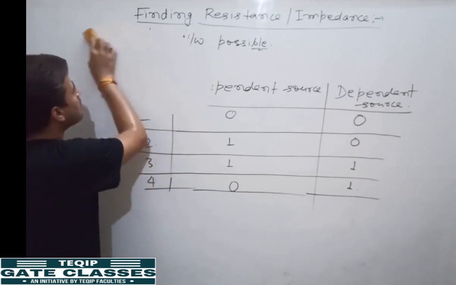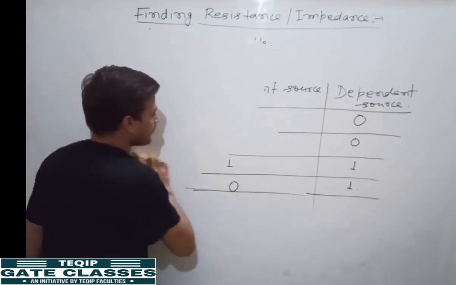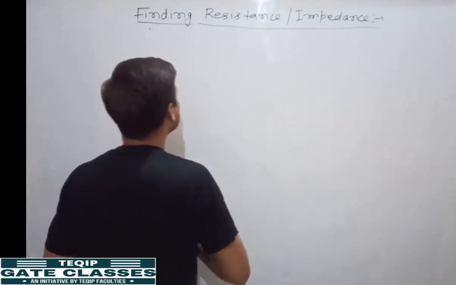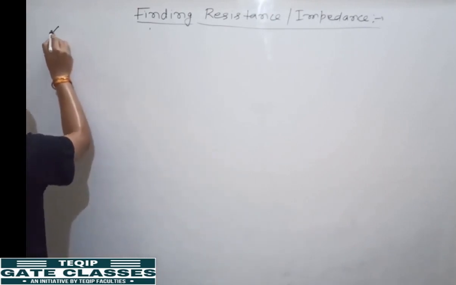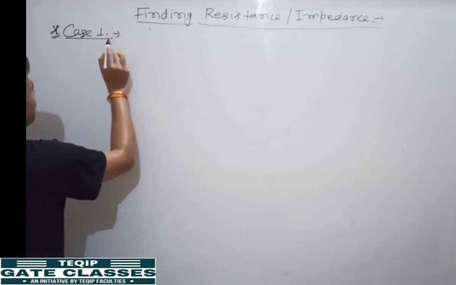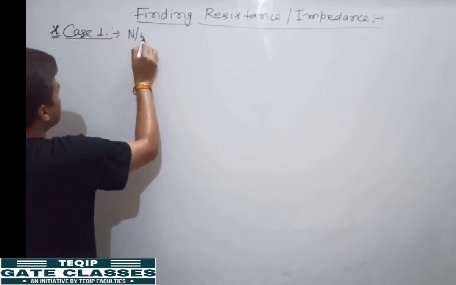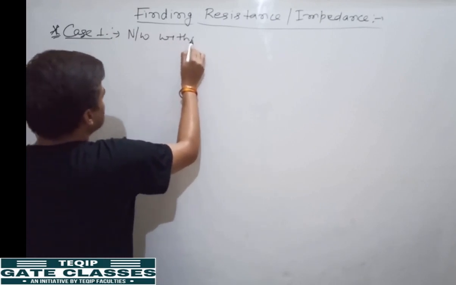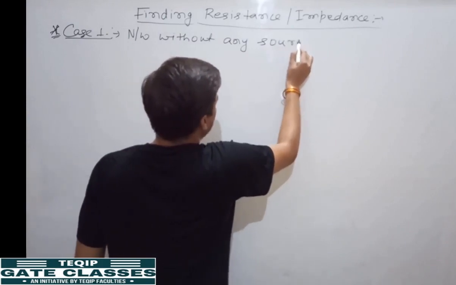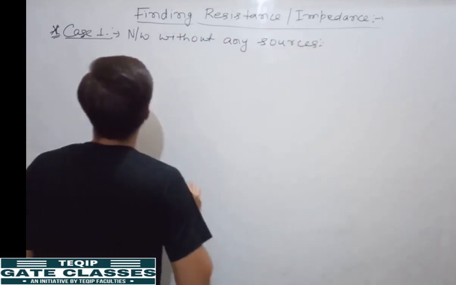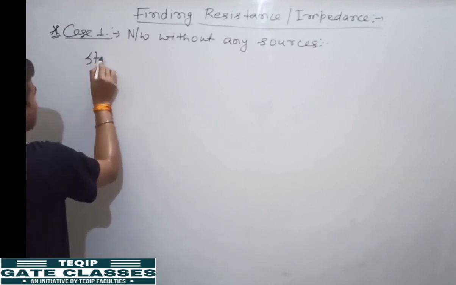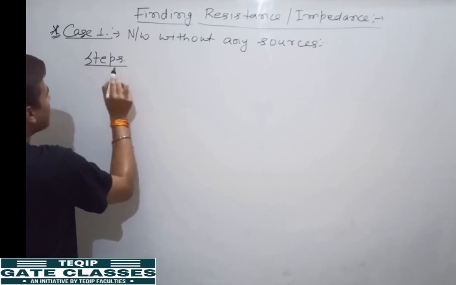So let's start with the first case, that means the network without any sources. Case 1, network without any sources. So let us see how to find the equivalent resistance. To find the equivalent resistance, there are different steps.